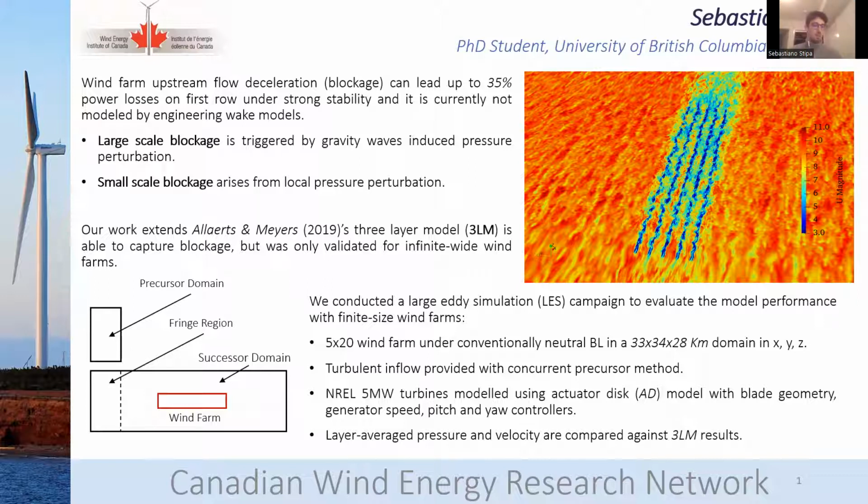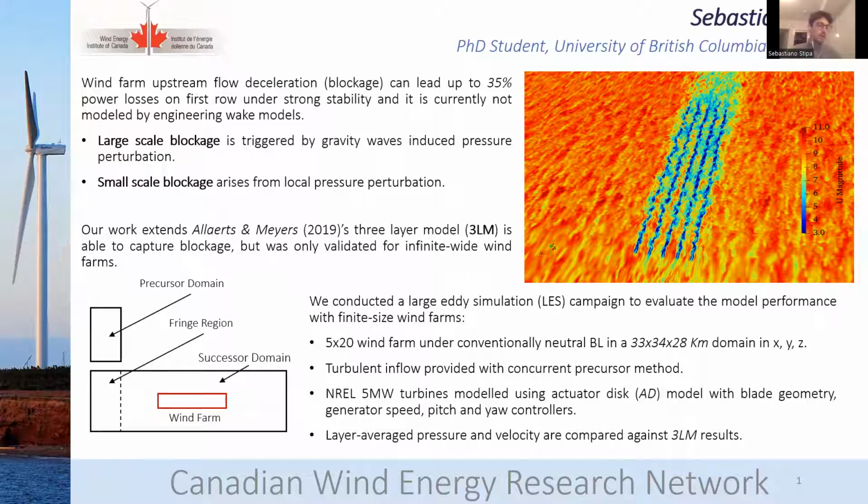So our work is trying to extend what Allaerts and Meyers did in 2019. They developed a model called the 3-layer model, which is able to capture large scale blockage. This model was only validated for infinitely wide wind farms, which means that the flow properties only vary in the streamwise direction, because the wind farm is thought to be infinite in the spanwise direction.